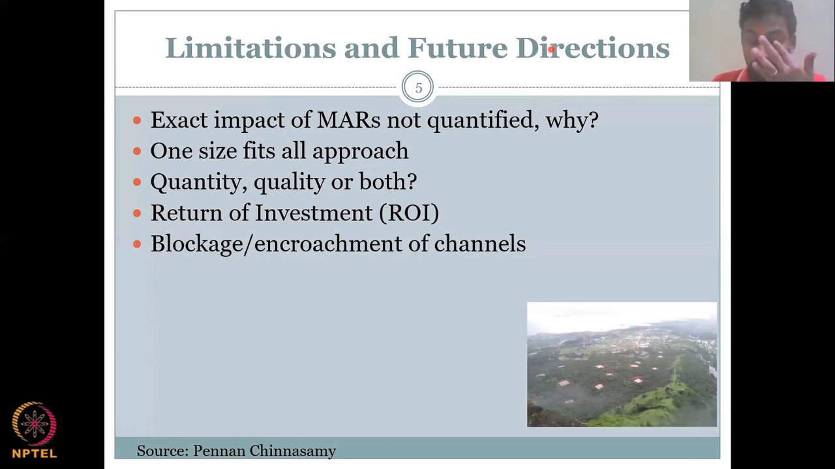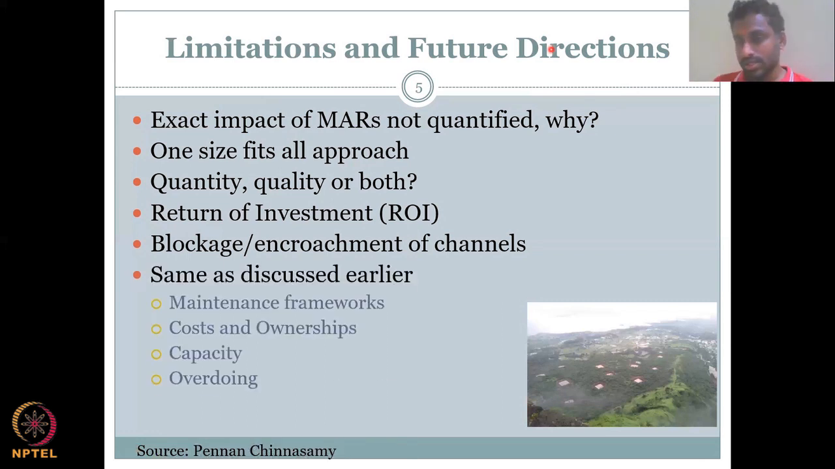Encroach means they would take the land and put a house or a car shed, for example. They'll fill the canal and put a building on top, because the canal land is government land. Some public people, I'm saying, will just take it up. Or they block it, throw rubbish, garbage, and then those don't help the recharge estimates.